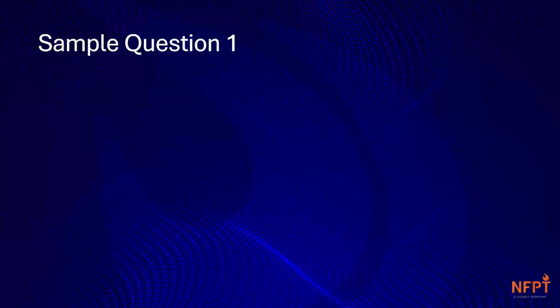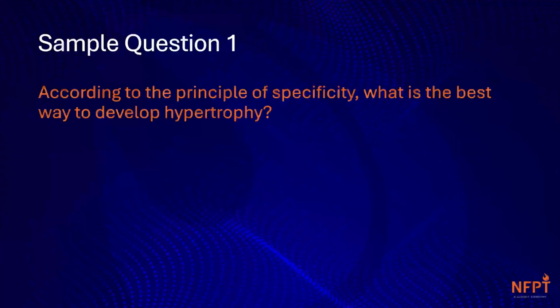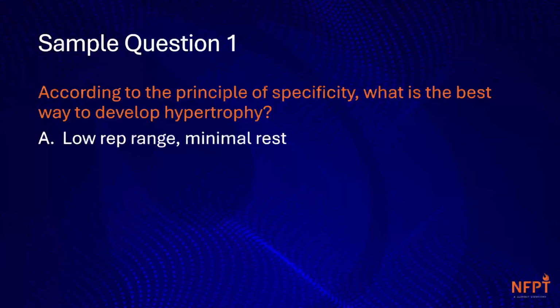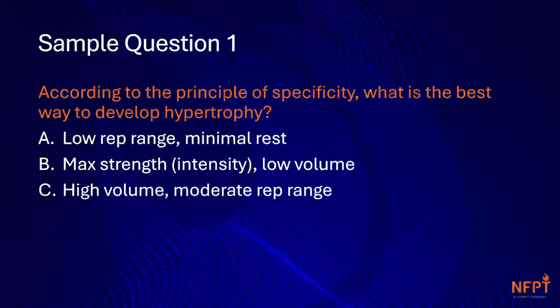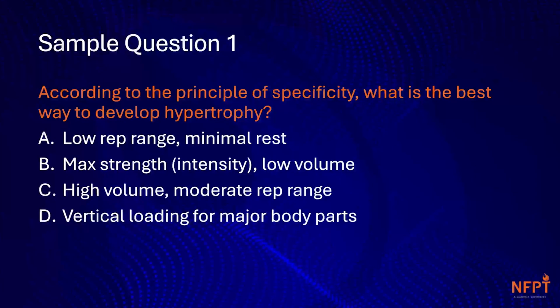Let's get started. So, we've got 2 sample exam questions, and let's start with the first one, which is: according to the principle of specificity, what is the best way to develop hypertrophy? Is it A, low rep ranges with minimal rest, B, maximum strength intensity with low volume, C, high volume with a moderate rep range, or D, vertical loading for major body parts?